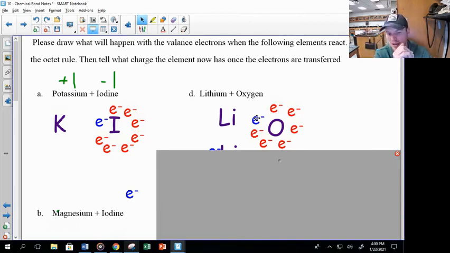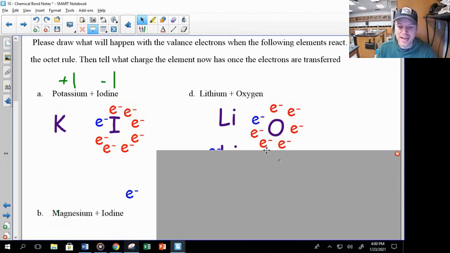It's good to go. But if you'll notice, oxygen still only has 7 valence electrons. So this isn't a good deal for oxygen. Oxygen needs those 8 to become full. So it works for lithium, but it doesn't work for oxygen. And if it only works for one of the 2 elements involved, it's not going to happen. So this reaction wouldn't occur in nature with just 1 lithium and just 1 oxygen.